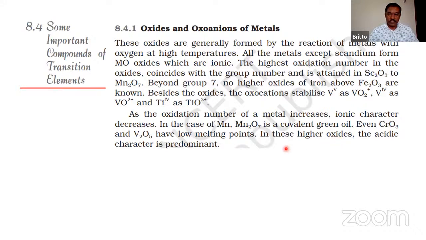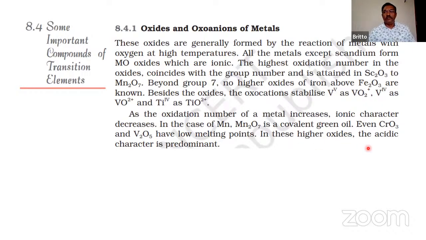Oxidation number increase ஆச்சுன்னா ionic character decrease ஆகும். For example, if you consider manganese, MnO manganese oxide இருக்கு, manganese dioxide MnO2 இருக்கு. So if you compare those oxides, the oxidation number of the metal increases, ionic character decreases, covalent character increase ஆகுது. Okay, so the physical state of Mn2O7 is a covalent green oil.